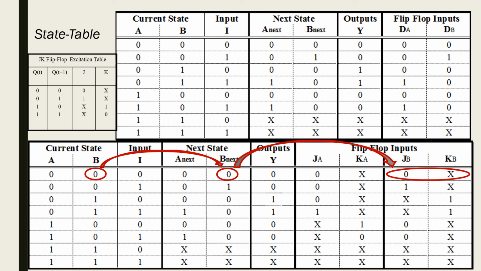And so this is the way you are solving the problem. After doing that, you're going to have a full K-maps for JA and KA and JB and KB, and you find the hardware. And when you find the hardware, you can draw the complete circuit, as I'm going to show you in the examples coming in the next slides.